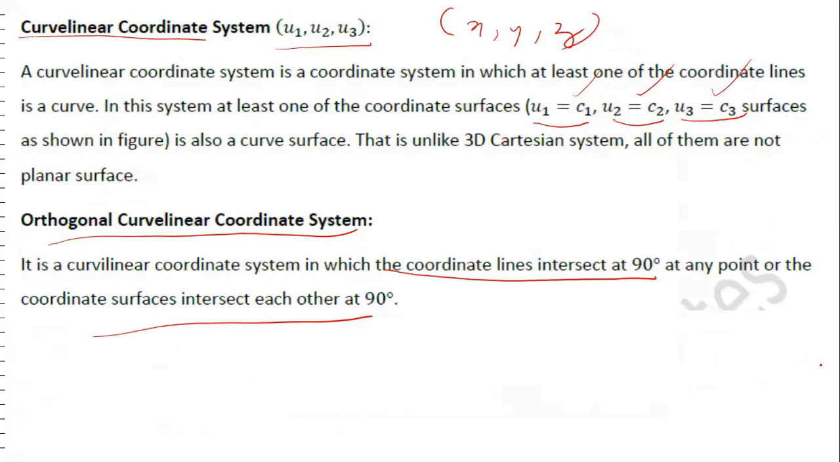Similar to that, if the coordinate lines u1, u2, u3 intersect at 90 degrees, and the coordinate surfaces u1 equal to c1, u2 equal to c2, u3 equal to c3 intersect at 90 degrees, then such a coordinate system is called an orthogonal curvilinear coordinate system.